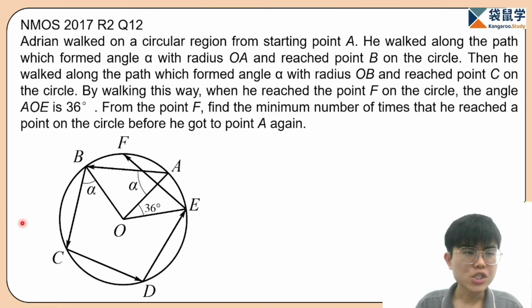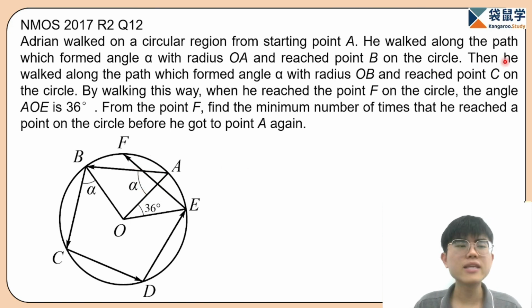Alright everyone, so we know that Adrian walked on a circular region from starting point A. He walked along the path which formed angle alpha with radius OA and reached point B on the circle. So Adrian will start from the point A and move to point B. Then we say that OA, which is the radius, will form an angle of alpha here.